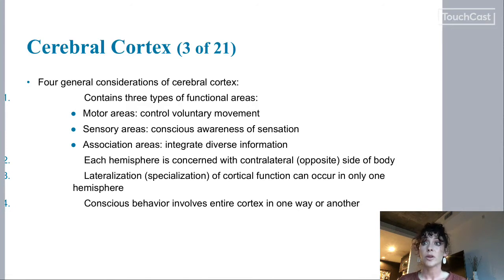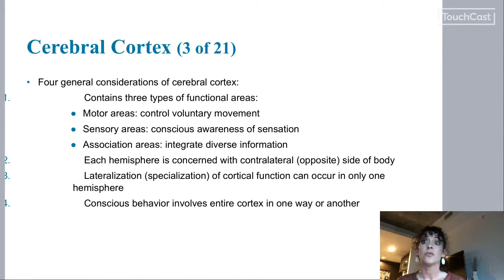Each hemisphere is going to be concerned with the contralateral, or opposite, side of the body. So something in the right side of the brain is going to affect the left side of the body and vice versa. This lateralization of certain functions can occur in only one hemisphere, and we'll talk about that a little bit later in the chapter because it's actually pretty cool, interesting information.